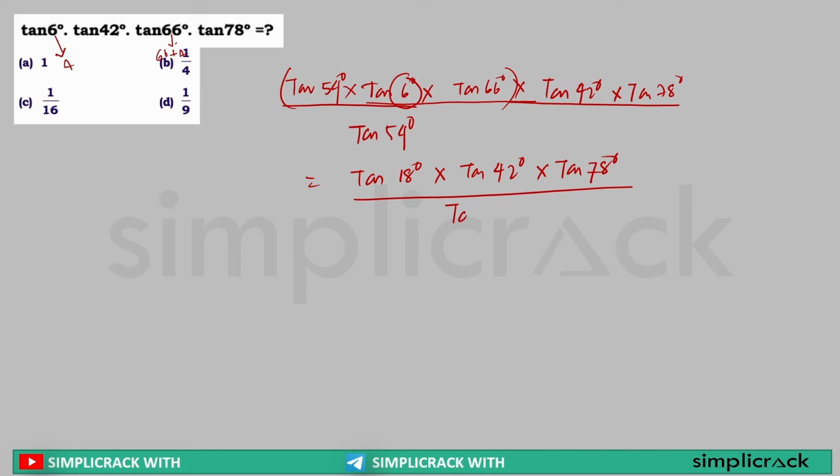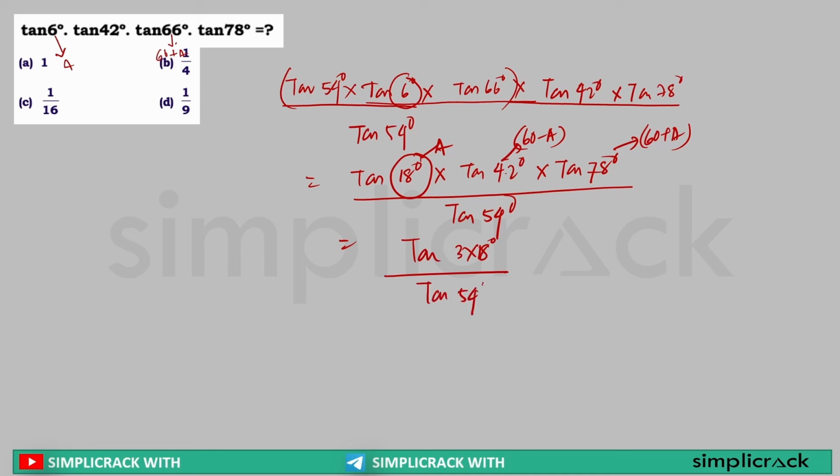Divided by tan 54 degree. Now, sir, if this is my A, this is my 60 degree minus A. This is my 60 degree plus A. Yes or no? Because 60 plus A is 78, 60 minus A is 42. That means this is equal to tan A into tan 60 minus A into tan 60 plus A. That is equal to tan 3A. That is tan 3 into 18 degree.